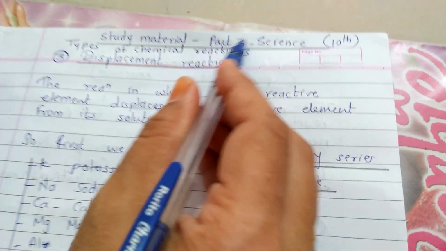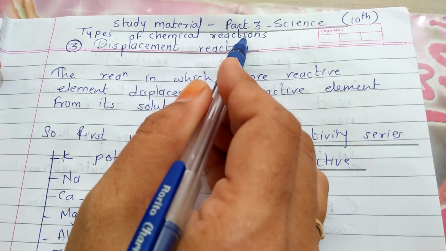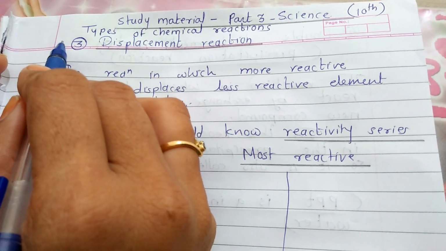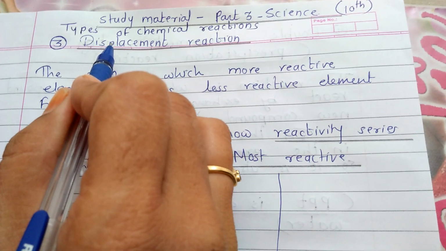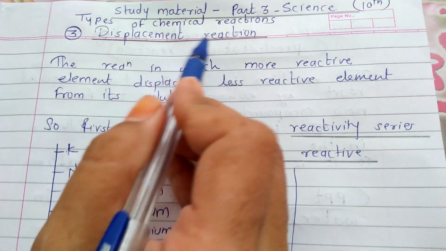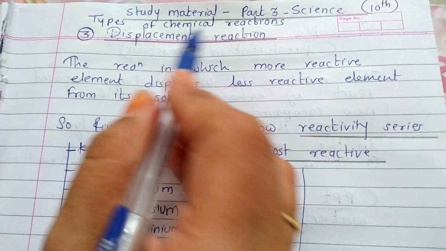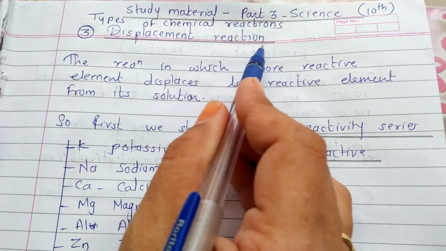Study material part 3, science, 10th standard: types of chemical reactions. In the previous video we studied two types of reactions, combination and decomposition. Now we are going to study two more types of reaction, displacement and double displacement. First we will study displacement reaction.